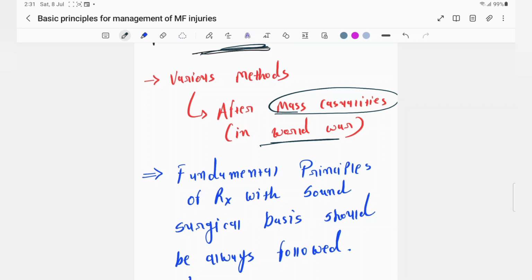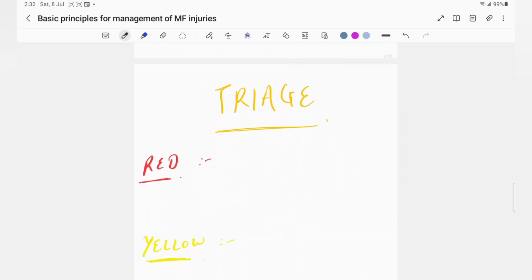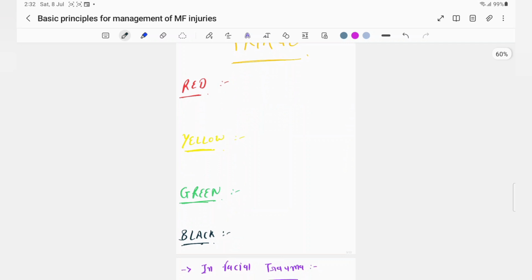There are various methods for handling these mass casualties, and one of the most popular options, which is followed by each and every trauma center, is triage. Okay, it is triage. In triage, we have to divide patients according to their need. We have color codes in triage. In this triage, we are using 4 colors. Which 4 colors? Red, yellow, green and black.